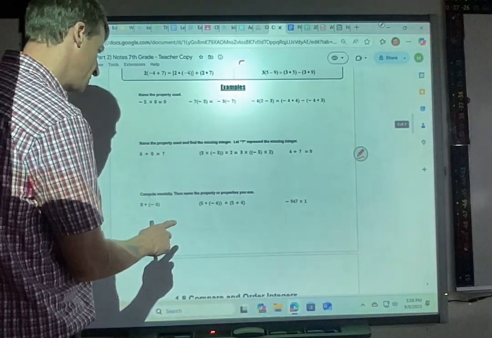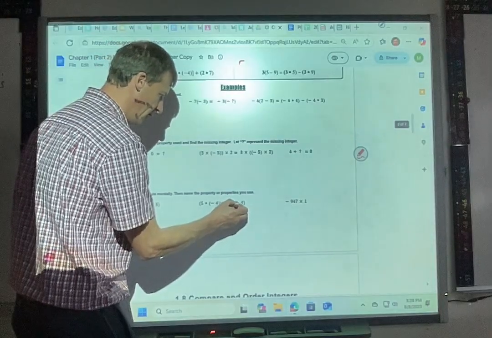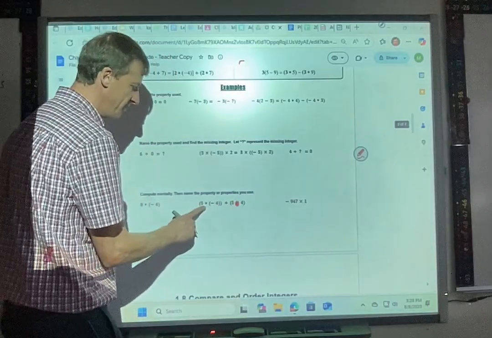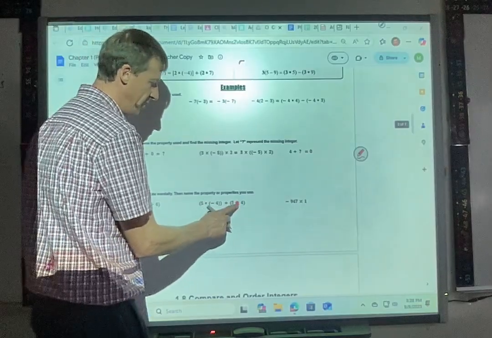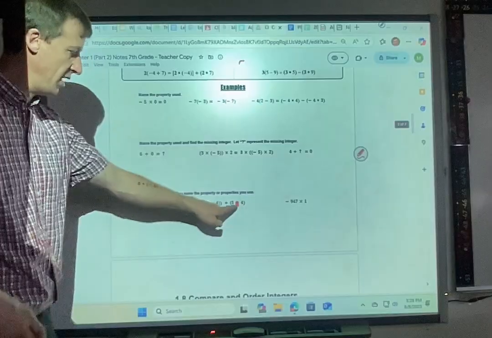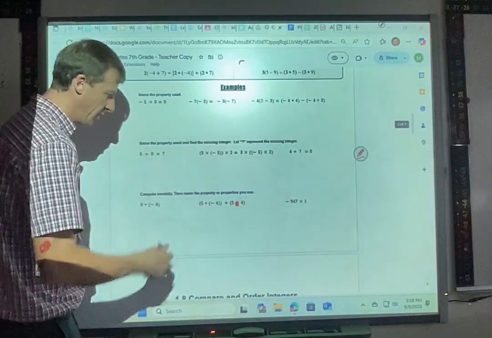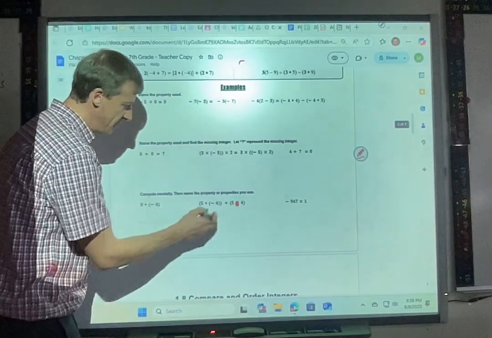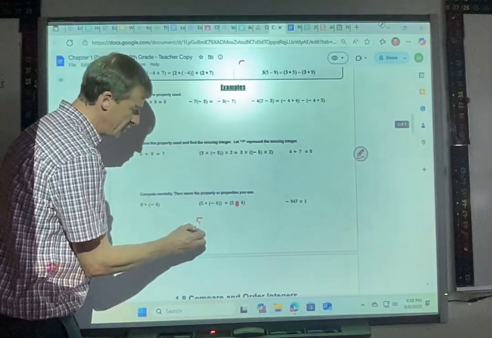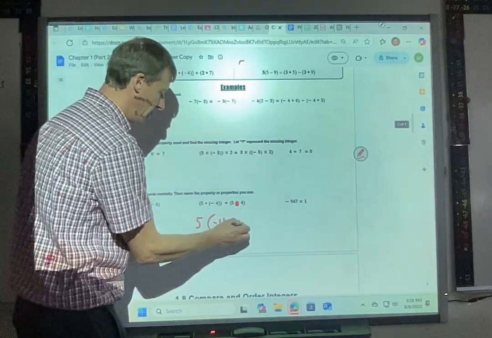Oh man, I screwed this one up too. This is supposed to be a multiplication symbol between the 5 and the 4 over here. So sorry, this should be 5 times -4 in parentheses plus 5 times 4. So you got to change that to a multiplication or this one doesn't make sense. So I apologize about that. I'll try to correct it in the notes. So this one's going to be 5 times -4 plus 4.